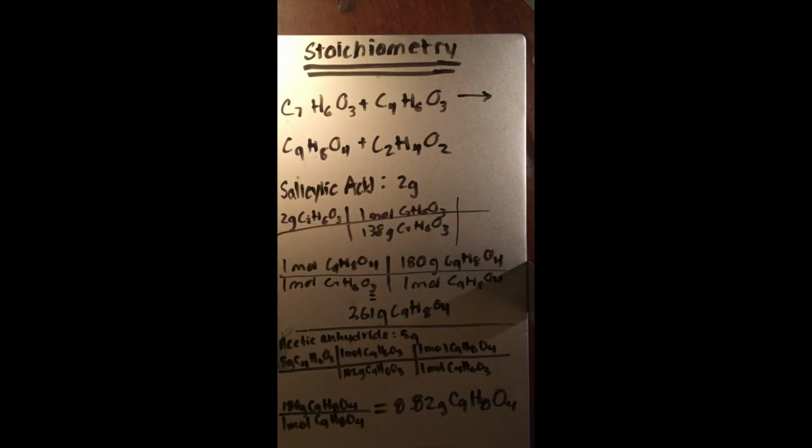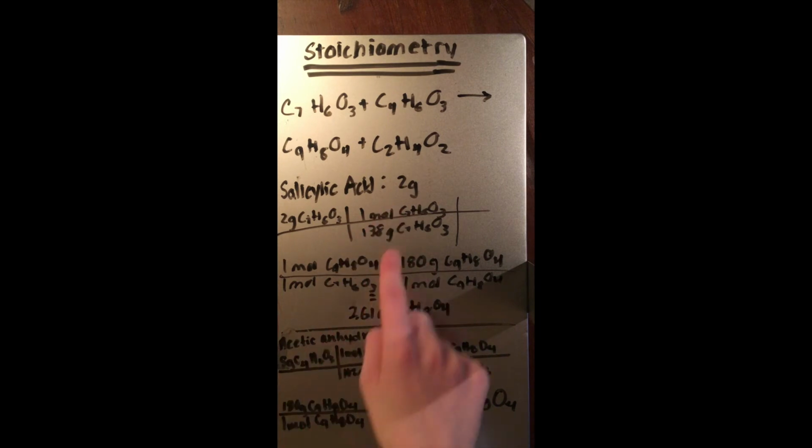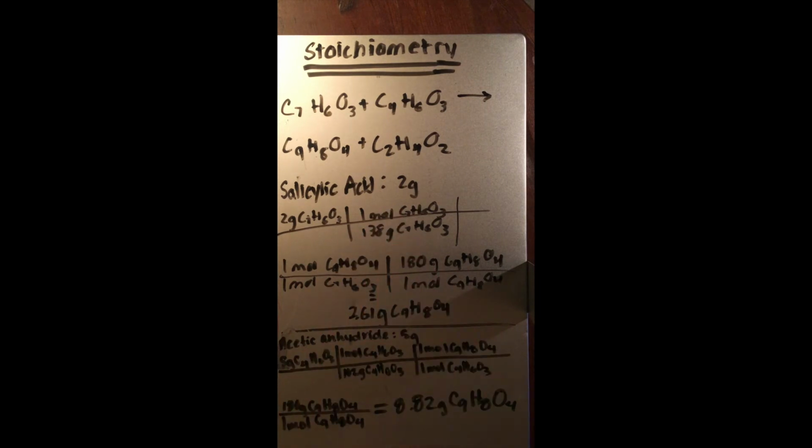First, we will calculate the theoretical yield and the limiting reactant, given that you have 2 grams of salicylic acid and 5 grams of acetic anhydride. To do this, we will use the bar and stick method to convert grams of salicylic acid to moles by dividing by the molar mass of 138 grams.